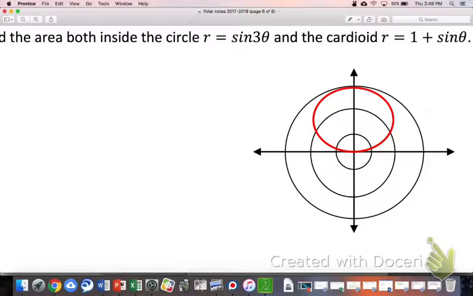Okay, there's my attempt at a circle. I know it's a little elliptical. Are you okay with that? Okay. And then the cardioid. The cardioid is like this, right? It kind of comes down. That's terrible. And it goes up to 2, doesn't it? There you go. Pretty good? Yeah, good job. Okay, thanks.